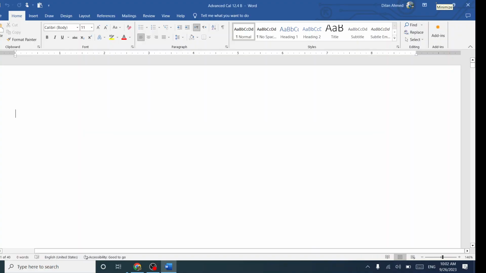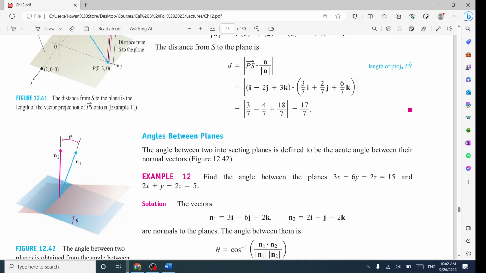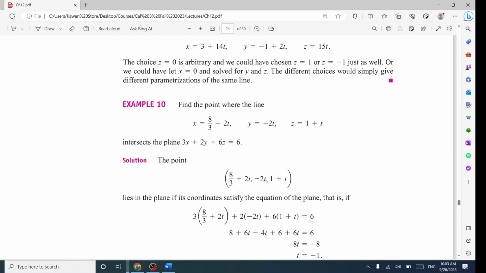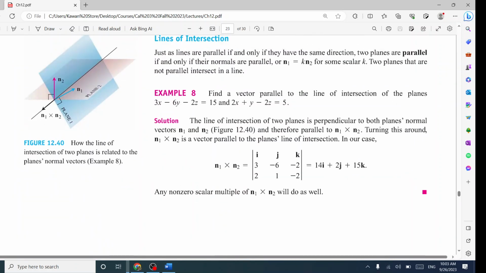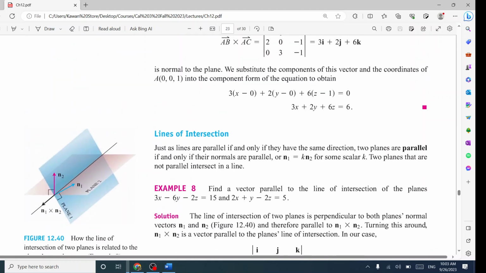Now we are going to finish our chapter. I remember we stopped in here, in this example. Yeah, line intersection, you're there, right? So here we are talking about line intersections.